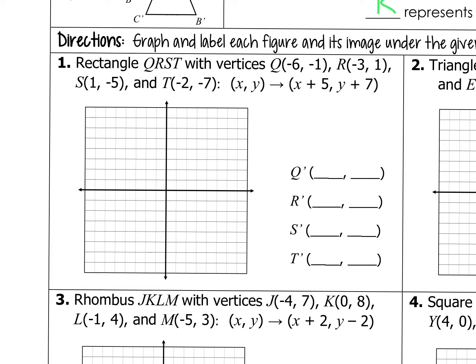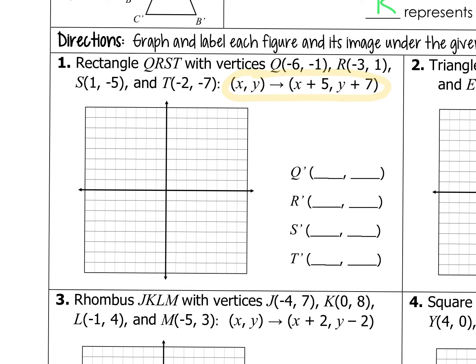So I'm going to do 1, 2, and 3. And then I'm going to give you a chance to do 2, 4, and 6 on your own. And then we're going to try some a little bit slightly more difficult, but I think you should find this even easier than yesterday. So let's just start and go through it. We're going to have to plot our original figure, which is going to be Q, R, S, and T. And then this right here, so you might want to highlight that. This right here is the notation for showing you how we're going to translate things.